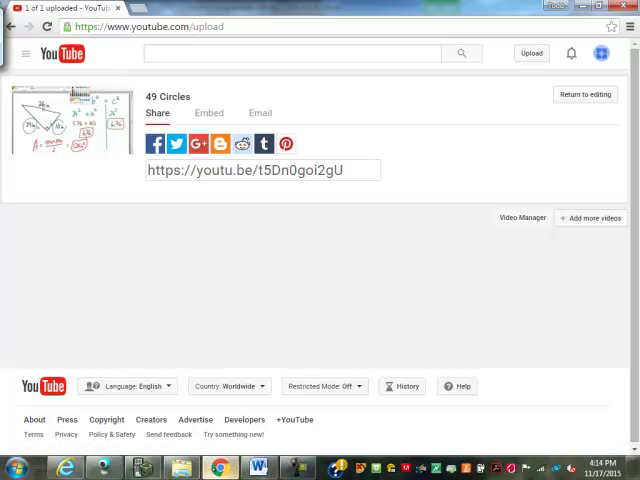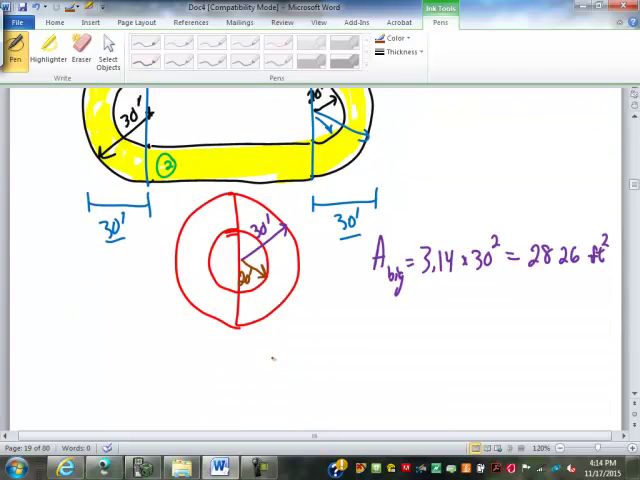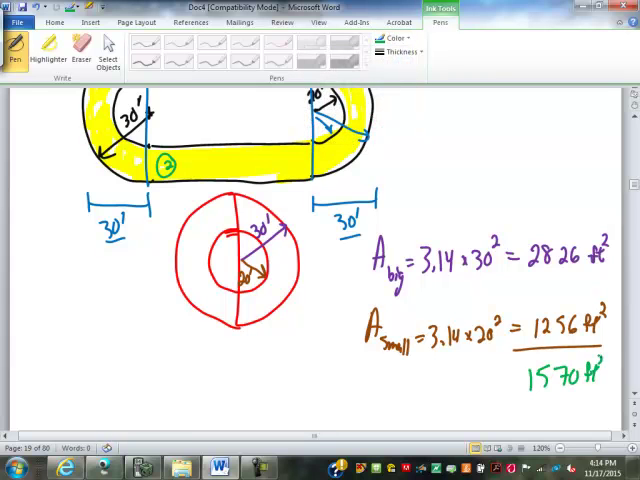what's that? Yeah, pi times radius squared, yep. What's that? 2,826, yes. It's 2,826. And that is feet squared. Now that's not the area of the thing though, because we have to subtract out the little circle in here that is 20 feet in radius. So the area of the small circle is 3.14 times 20 squared, or 1,256 square feet. If we subtract that, we're going to get 1,570 square feet, correct?